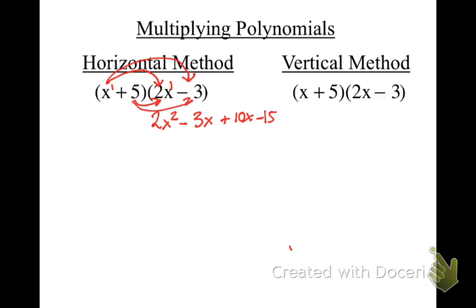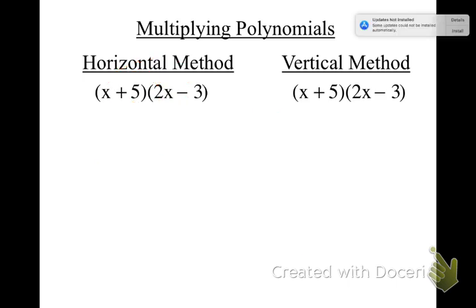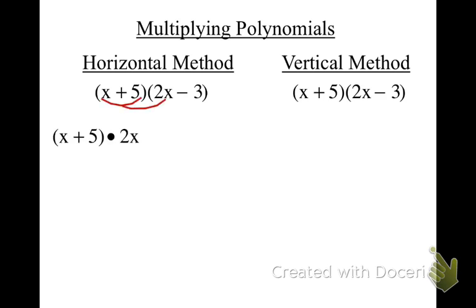And now I can combine my like terms. So I've got 2x squared. I'm going to combine these two. Plus 7x minus 15. So that's the first way. It's just double distributing. Distribute the x to everything in the second one. Distribute the 5. And then you combine like terms and put it as simple as possible.